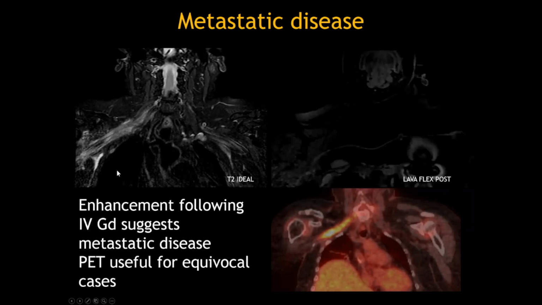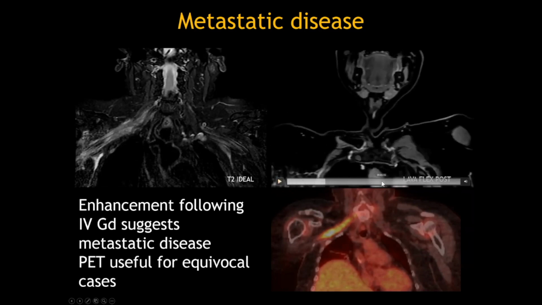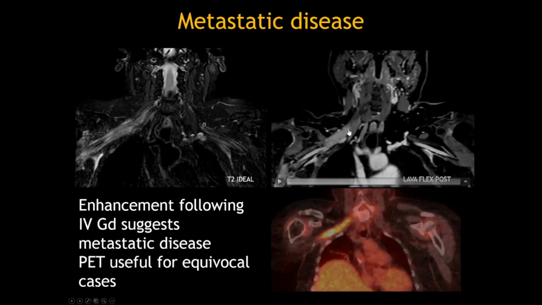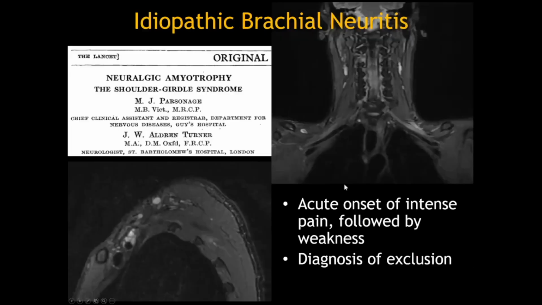Here's another difficult case. We see diffuse thickening of the right brachial plexus compared to the left. So is this post-radiation neuritis or tumor involvement of the brachial plexus? The post-contrast images do show some enhancement of the brachial plexus elements compared to the left. So the presence of enhancement really strongly suggests tumor involvement. And finally, this patient went on to a PET CT where we can see a lot of FDG avidity. So this was confirmed to be metastatic disease.